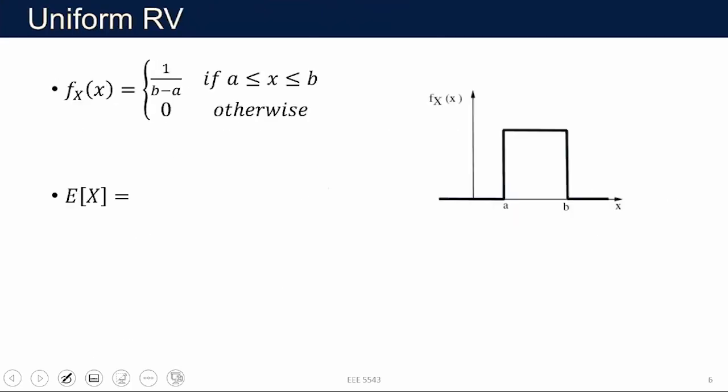Now let's go back to our example of a uniformly distributed random variable. What's going to be the expected value of x? Well, we could do it mathematically. Take the integral from a to b of x times our distribution function.